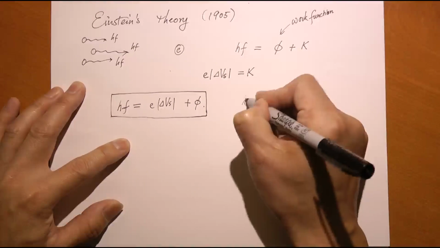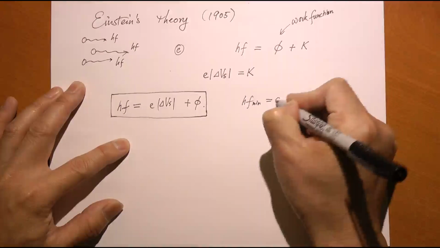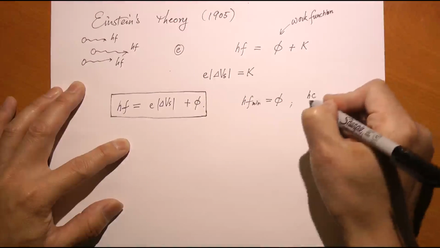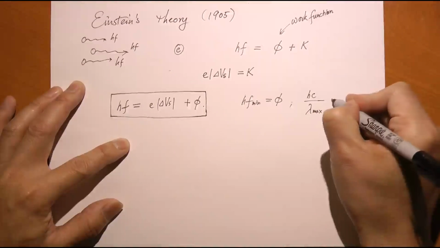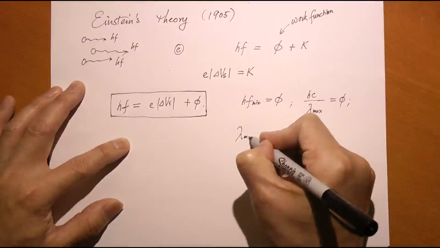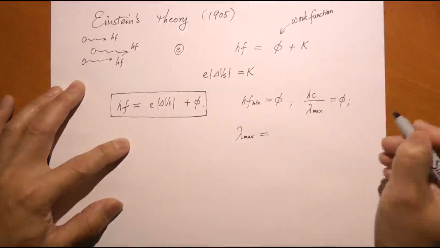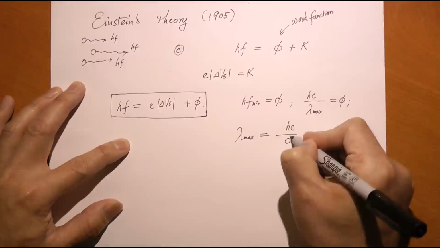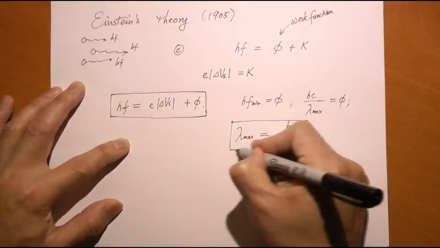So we have h times f minimum, this is the minimum frequency, equals phi, the work function. Or, if you use the wavelengths, then it's hc over lambda maximum. Lambda maximum corresponds to f minimum equals phi. And that tells us what is that maximum wavelength that you can use for photoelectric effect. And that equals hc over phi. Okay? Very simple algebra.